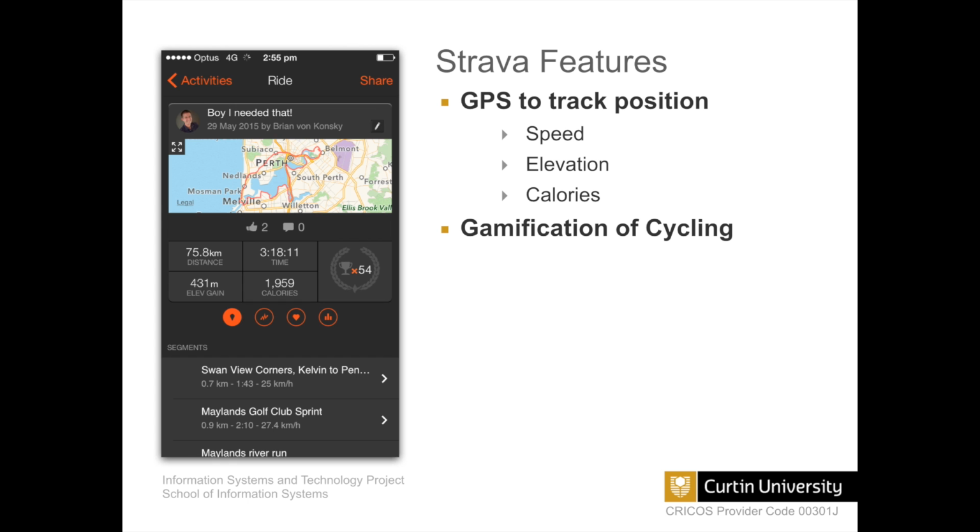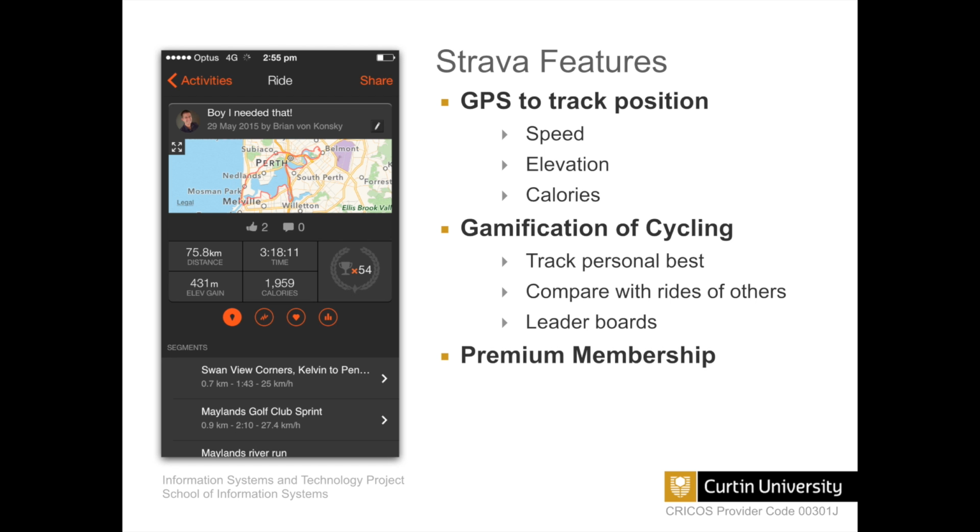Strava uses gamification in which a cyclist can track his or her personal best, compare data from their rides to the rides of others, and see a leaderboard showing a list of cyclists completing similar journeys ranked by the speed with which they completed a given segment. A premium subscription service provides heat maps showing popular cycling routes, a personalized power analysis, and much more.